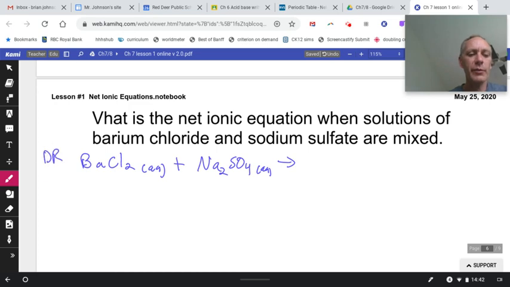So this looks like a double replacement. I am going to suggest that you stop here, try this one on your own. So pause the video and then come back and see how you did. Do all 3 steps, see if you get this one right.